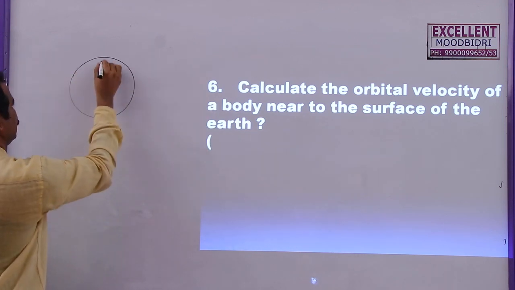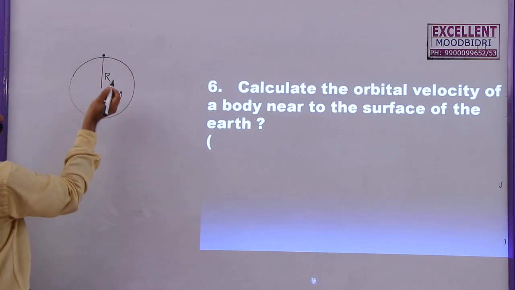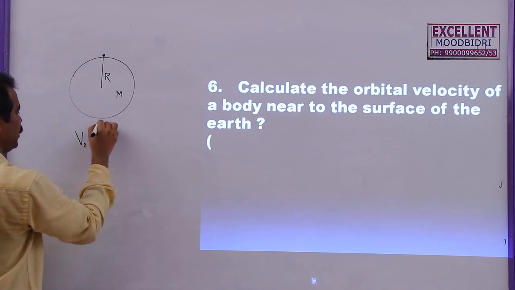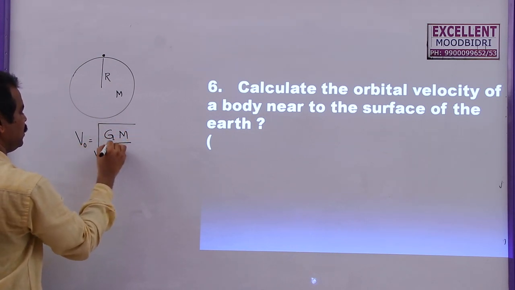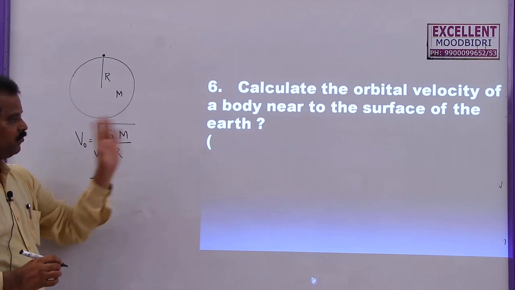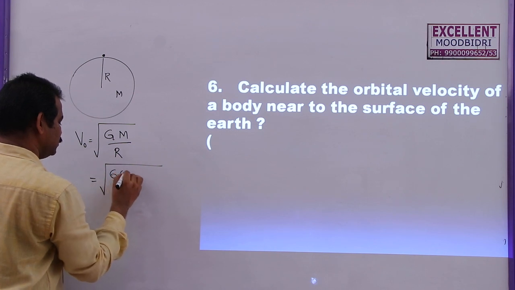So this is our earth, radius r, mass m. There is a body which is very close to the surface of earth. What is the orbital velocity? This is given by root over GM by r only. Here in general in PUC they will give G value, M value, R value. So we have to substitute because all are known values now.